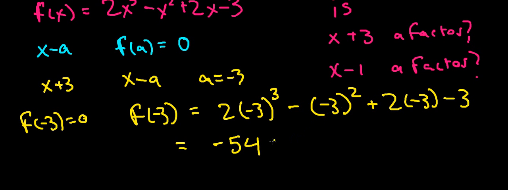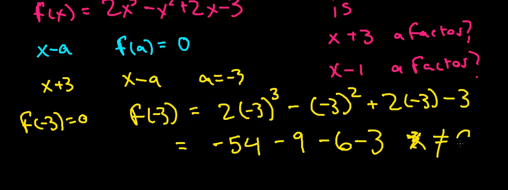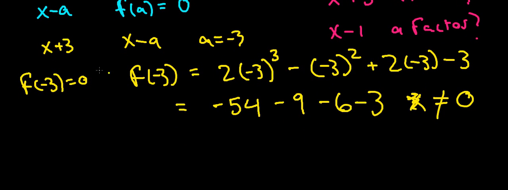Minus 3 squared is 9, so that's minus 9, because we have the minus sign out here. And then we have 2 times minus 3, so this is minus 6. And then we have minus 3. Since they're all minuses, this is not equal to 0. So x minus 3, or x plus 3, I'm sorry, is not a factor.